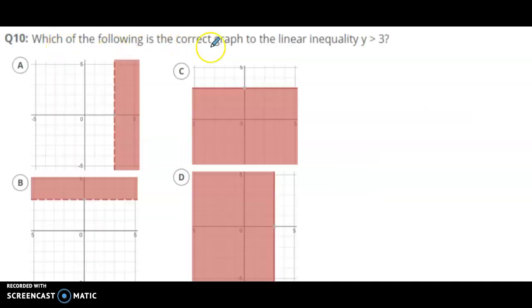Which of the following is the correct graph to the linear inequality y is greater than 3? So y is greater than 3, we just have to find all of the values where y is 3, which is just a horizontal line at y equals 3. So that'll look like this or this, which eliminates A. It eliminates D. Those would be x equals equations. Greater than without the line underneath for equal to means it has to be a dotted line, which means C is wrong, and greater is also above, so that's how you get B as your answer.